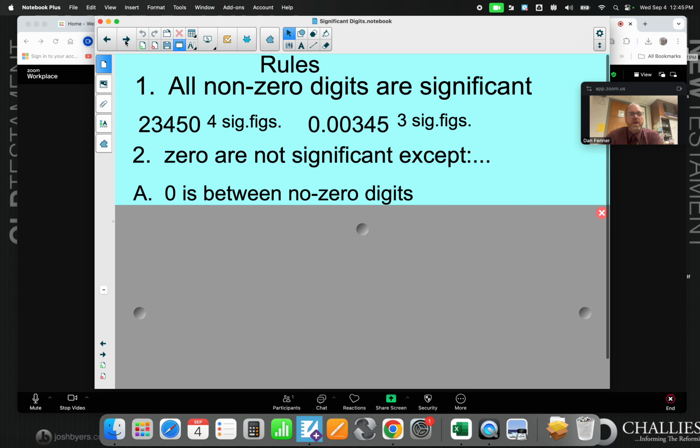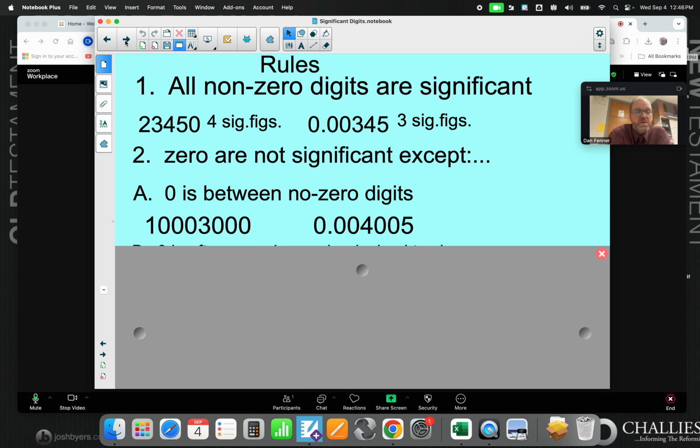All right, now, zeros are not significant except, first of all, if they're between them. So if I have the number 1, 0, 0, 0, 3, 0, 0, the 1 is not 0, it's significant. 3 is not 0, it's significant. The 3 zeros between are significant, so I would have 5 sig figs. On the other hand, over here, I have these 2 placeholder zeros. They're not significant. The 4 and 5 are not 0, they're significant. The 0 between are between, so they are significant. I have 4 sig figs. All right, hopefully that makes sense.